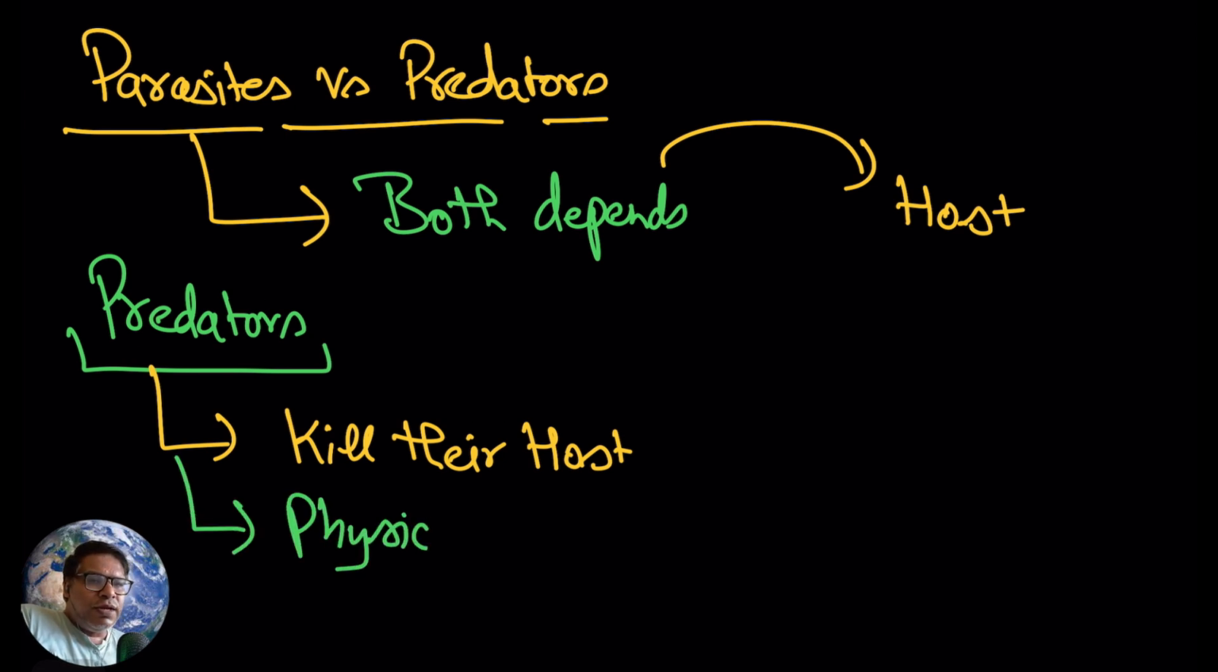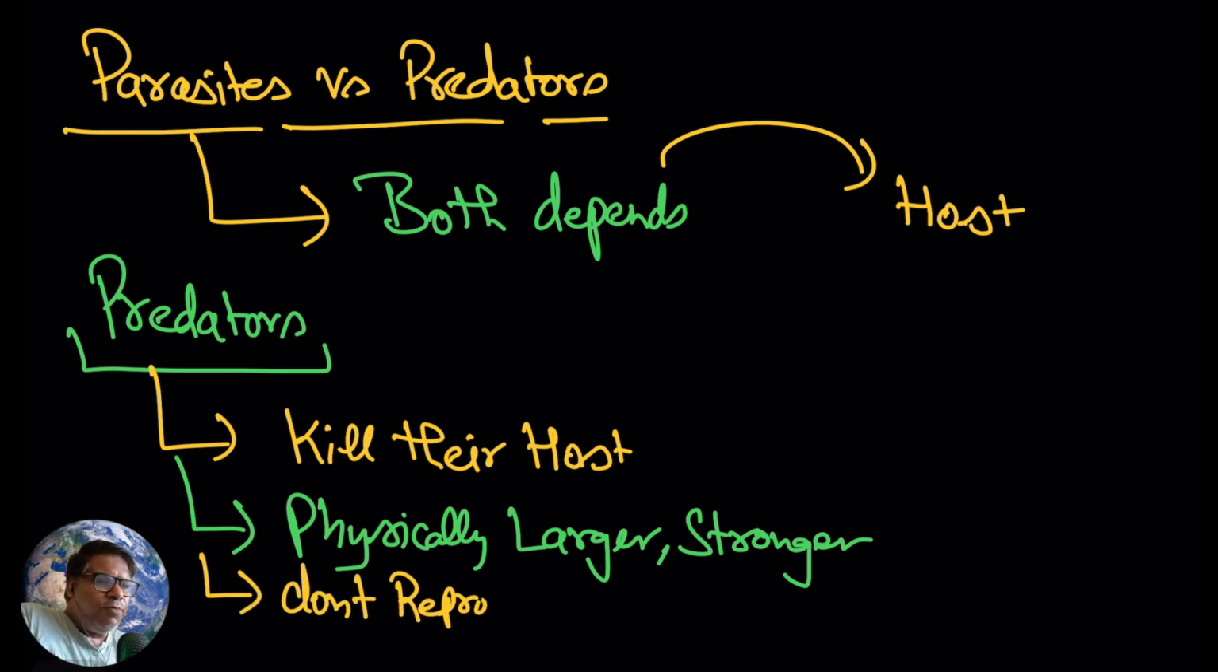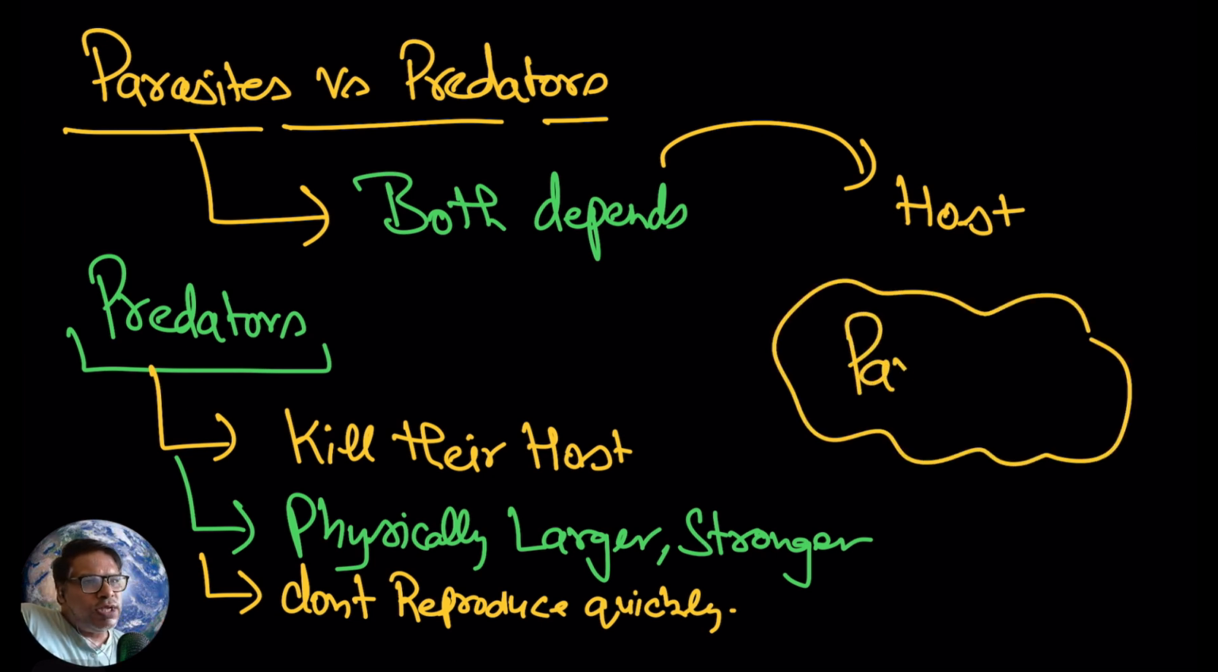Another thing to keep in mind: predators are physically larger and stronger than the host. And the third important point, generally predators don't reproduce quickly. The same situation you are not going to see in the case of parasites.